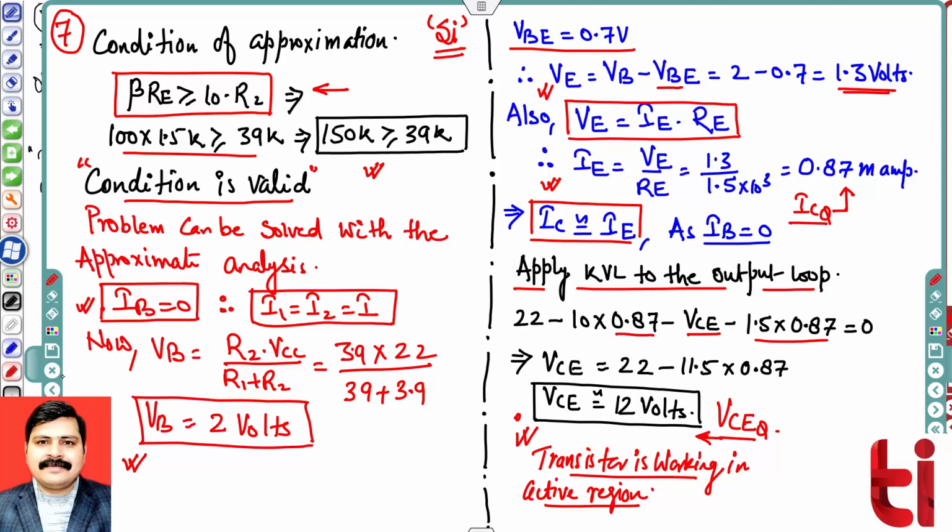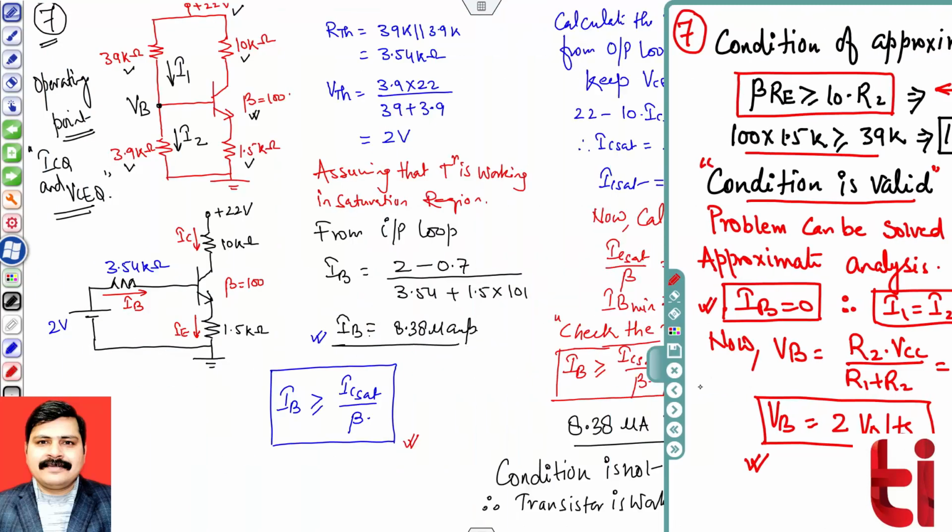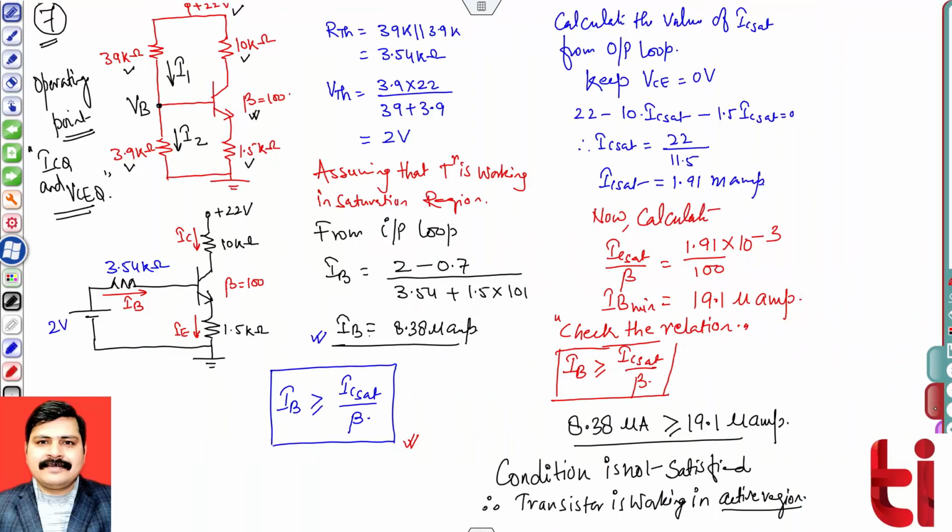Okay, now we have solved the same problem using the exact method also, so that one can easily understand the difference between the two methods. Okay, so let us find the solution for exact analysis. First we have to find the Thevenin equivalent network. I have calculated the value of VTH. VTH is 2 volt, and my RTH is the parallel combination of these two resistances. It is 3.54 kilo ohm.